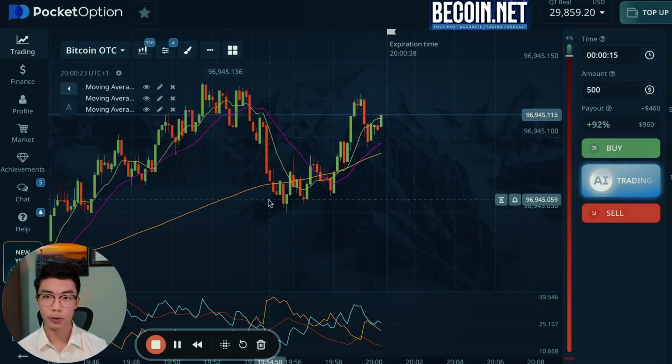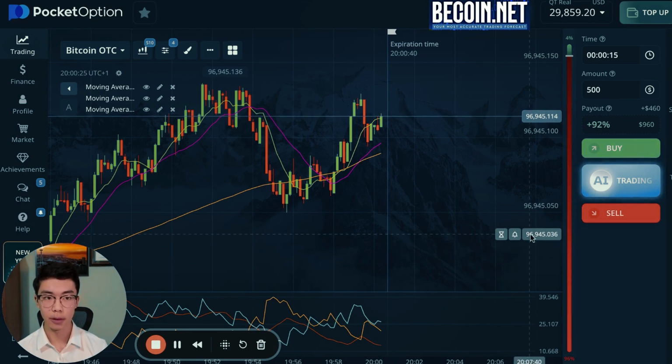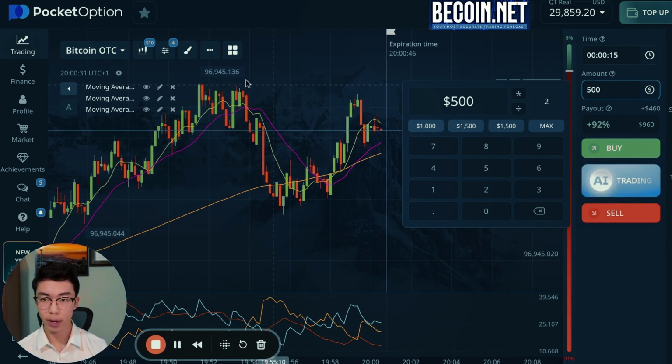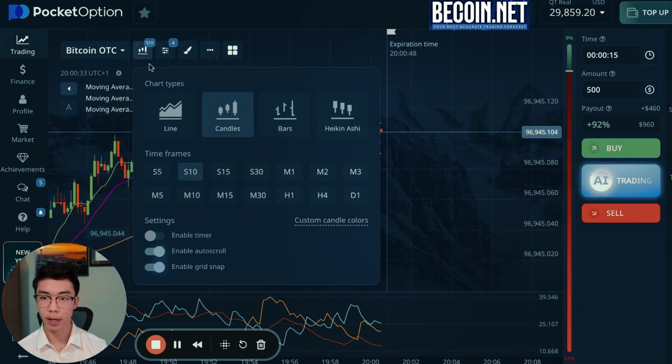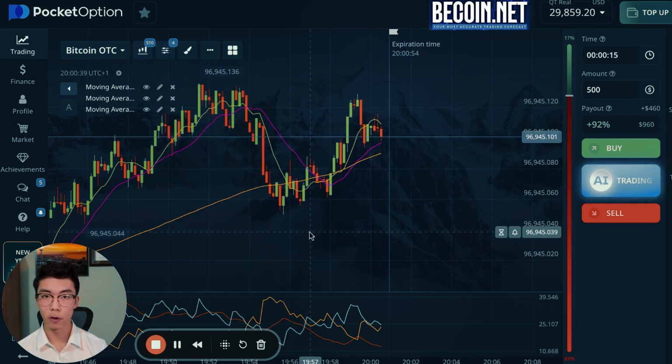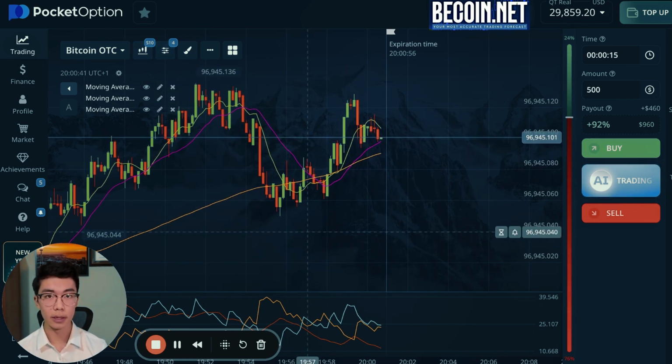Okay, so here's Pocket Option right here. As you can see, there is the time for each trade, the amount of each trade, the candles I use, the time frames I use, and a few indicators I use as well. So the first strategy I'm covering today is the classic trend following strategy.